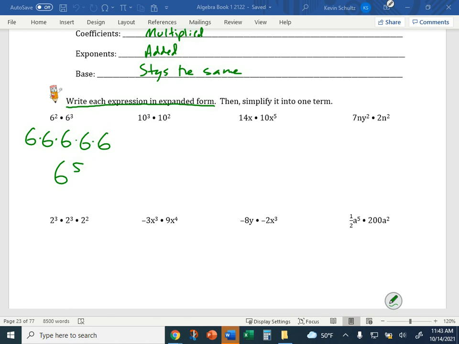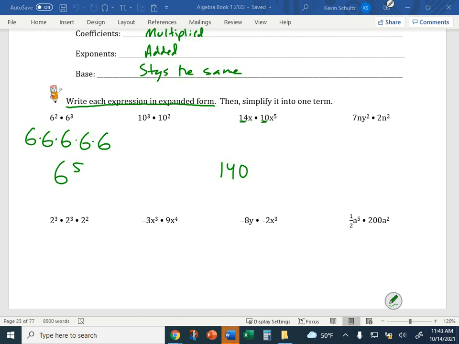Okay, but let's go over to the third one here. 14x times 10x to the fifth. Do we have coefficients here? We do. What are they? What are the coefficients here? Sarah? 10 is one of them. And what's the other one? Connor? 14. So according to our rule, we're supposed to multiply those, right? 14 times 10, since we're multiplying by 10, we can just add a 0 on there. 14 times 10 is going to be 140.